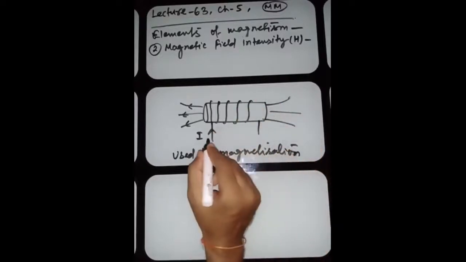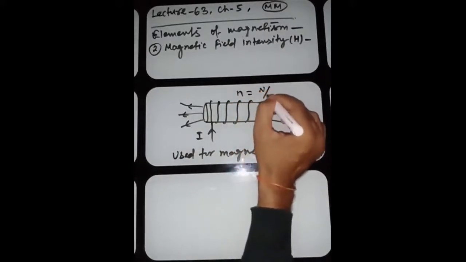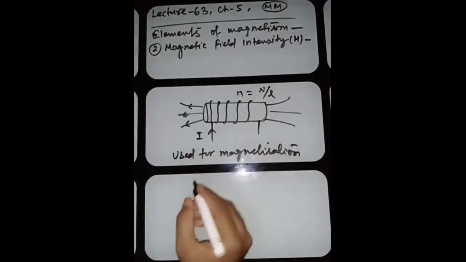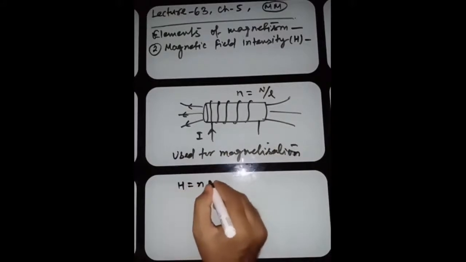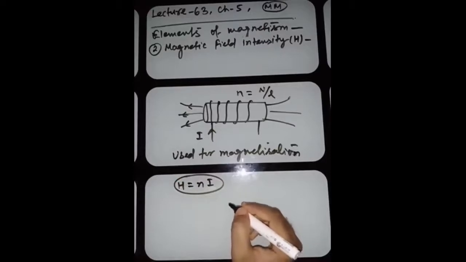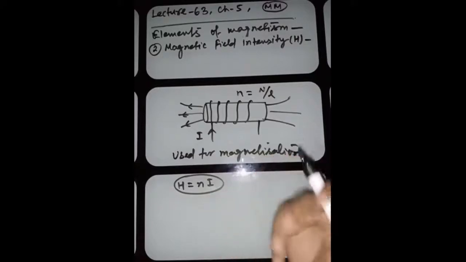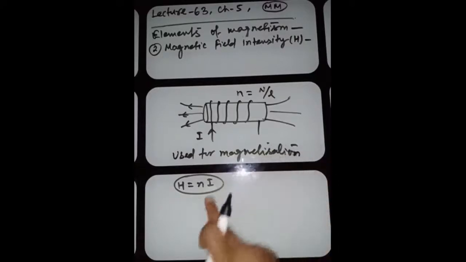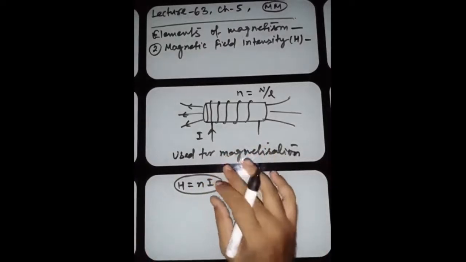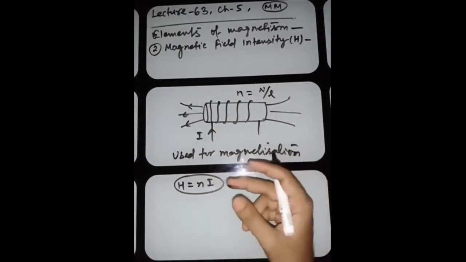Now, if I is the current we have given, and n is the number of turns per unit length, then you can write this particular H as n times I, and this one is very important. Try to remember this one, my dear students: H is n times I. One topic we will study is the hysteresis curve. We will use these two, that is the magnetic field intensity and magnetic induction. Right now we have covered these two topics, and only these two topics we will use for the study of the hysteresis curve.